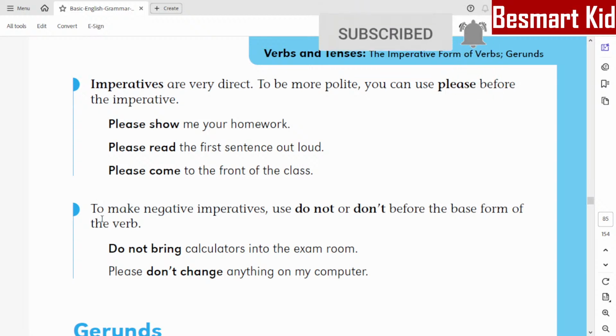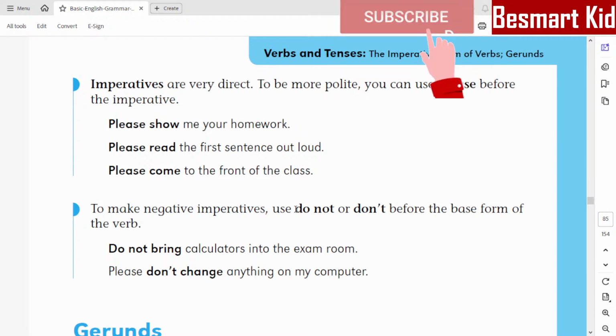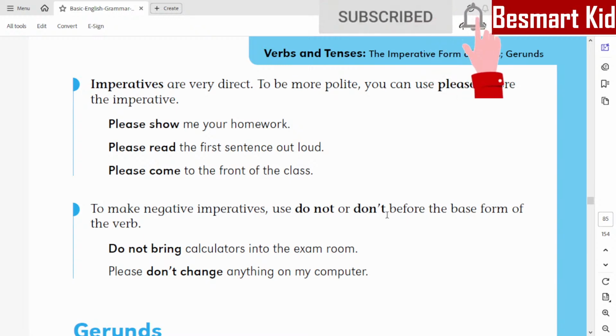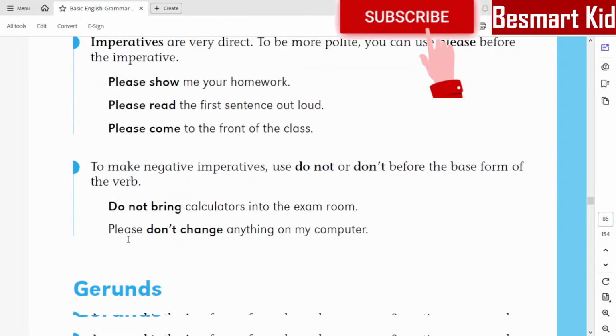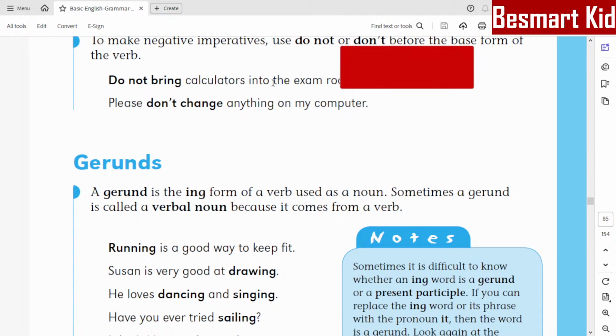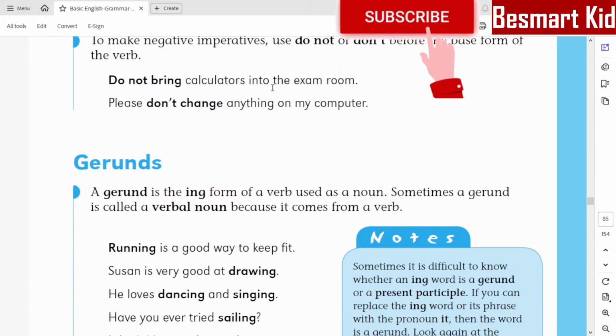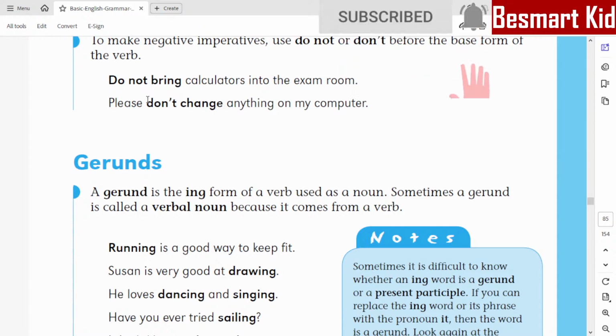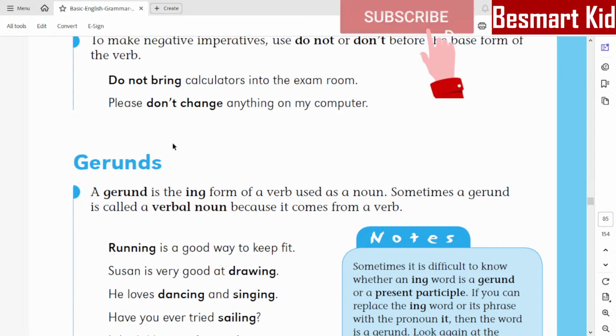To make a negative imperative, use do not or don't before the base form of the verb. Do not bring calculators into the exam room. Please don't change anything on my computer.